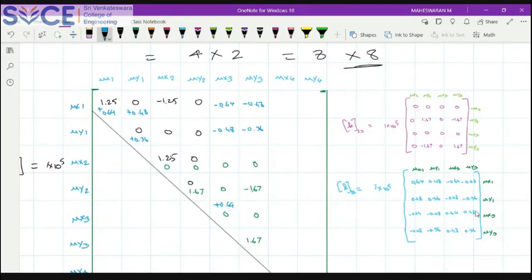And x3, y3 is 0.648, right? X3, y3. So 0.48, right? And last y3, y3. So y3 and y3. This is 0.36. As I told you, I am concentrating only on the upper triangle, not on the lower triangle. So here also you concentrate only on the upper triangle. Don't concentrate on the lower triangle, so it is easy for you to assemble. Right, this part is over.